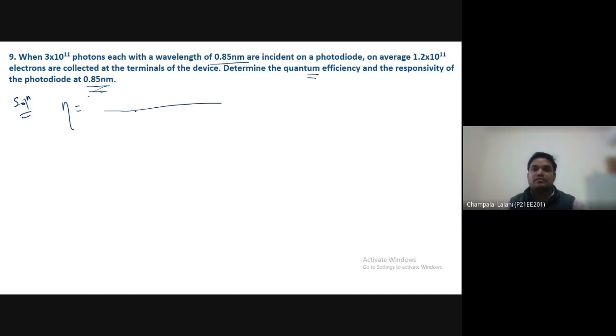But in case of sources like LED and the laser, the quantum efficiency is just the opposite. It is the number of photons that are generated divided by the number of electrons. But when we talk about the photodiode, it is just the reverse of what we have seen in the laser and the LEDs. So here it will be the number of electrons or number of electron-hole pairs, both are the same thing, upon the number of incident photons.